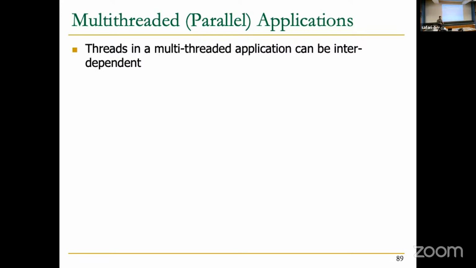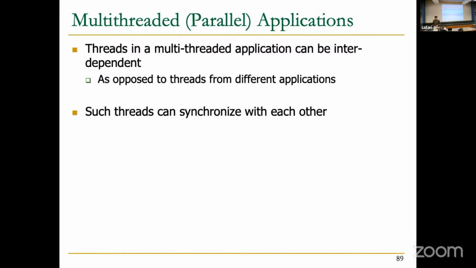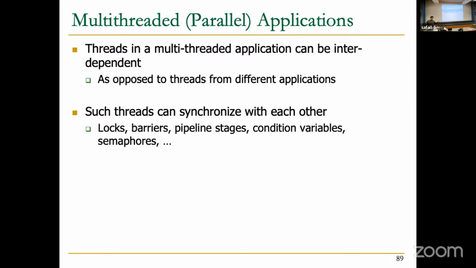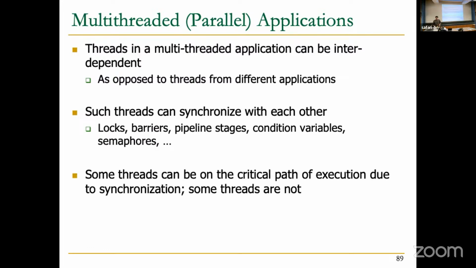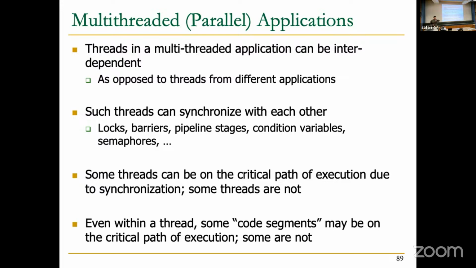So threads in a multi-threaded application can be dependent on each other, as opposed to threads from different applications. They don't really need to synchronize between each other, right? They're different applications. These ones need to synchronize with each other using locks, barriers, and so on. And basically some threads, as you will see, will be on the critical path while the others are not. This will become more clear in the next slides.